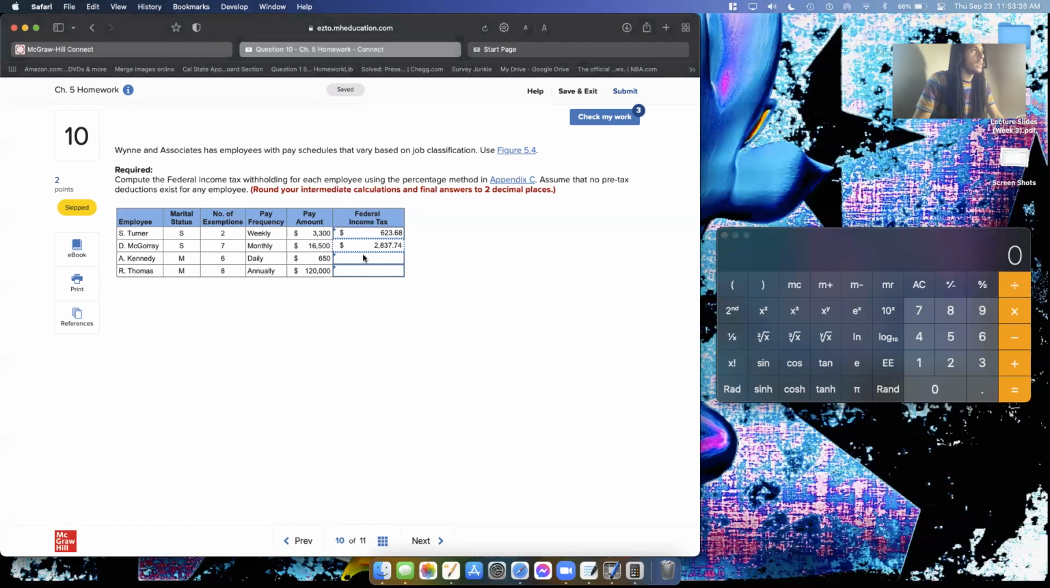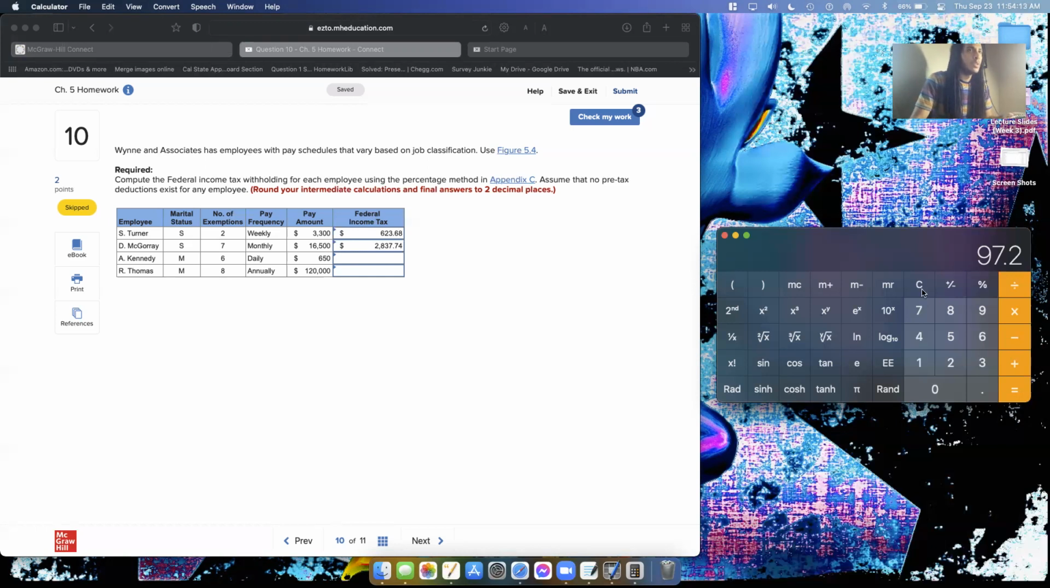So now for A. Kennedy, we have to look at, for the table, what the withholding allowance amount is for daily payroll. For daily payroll, it's $16.20 if you are getting paid daily. And the number of withholding allowances for A. Kennedy is 6. So 16.20 times 6 equals $97.20 in withholding allowances total for A. Kennedy.